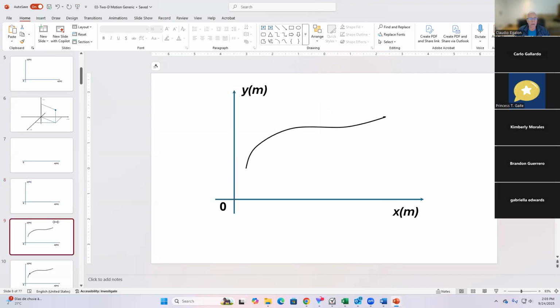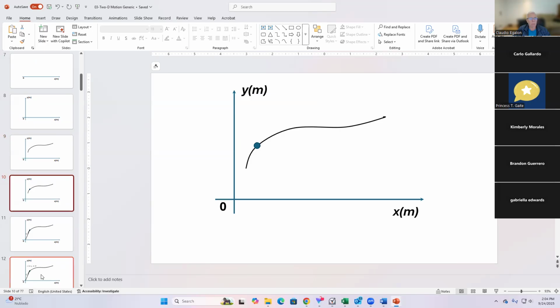And here we go. Suppose that your object is describing a path along this line. As time goes by, your object moves from here all the way up to here. Here is for, let's say, t equal to 0, right? And here is for t equal to t final. From t initial to t final. I'm going to put my object at a given point along this path.